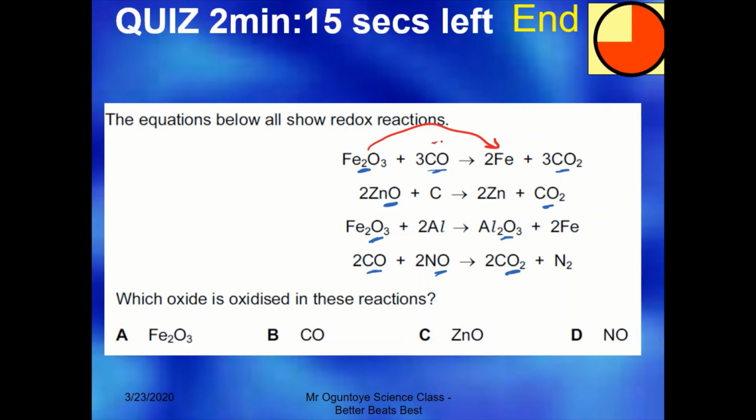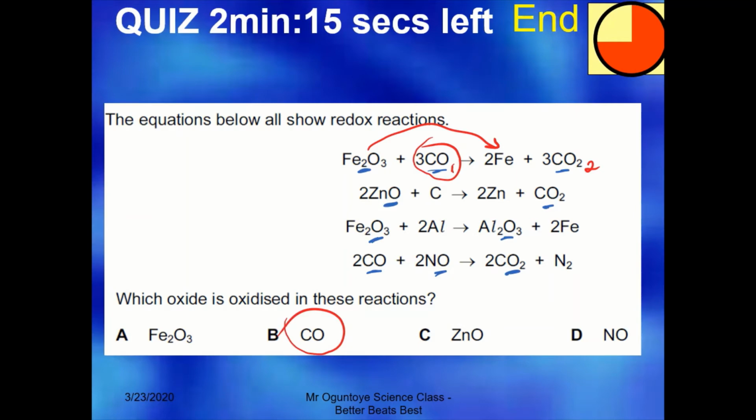Here, carbon monoxide is converted to carbon dioxide. So here you have one oxygen, here you have two oxygen. I have an increase in oxygen, and that's the only change where we have an increase in oxygen, for a particular oxide. So the oxide that is increased here is carbon monoxide, and that's why the answer here is B.